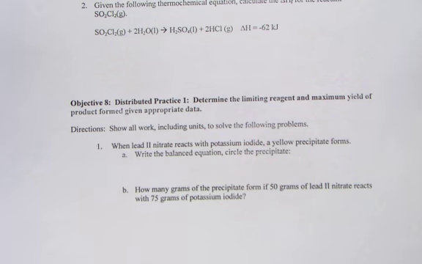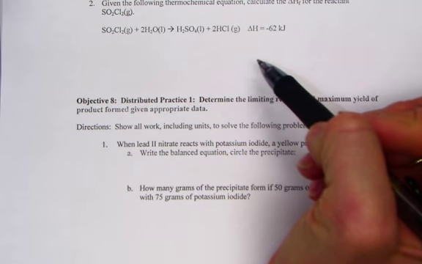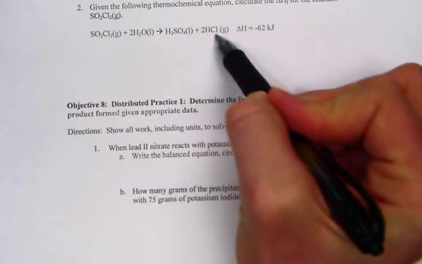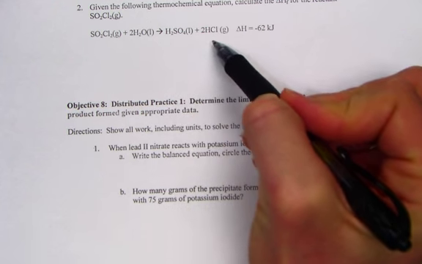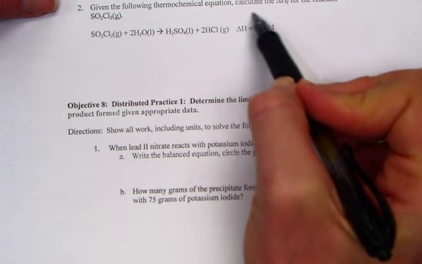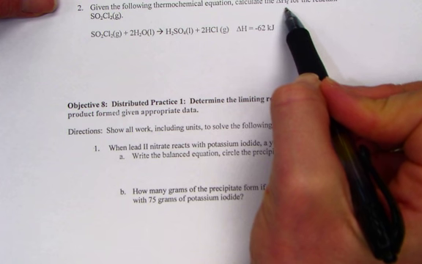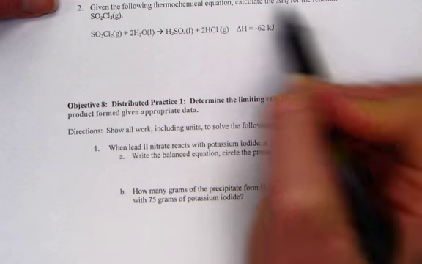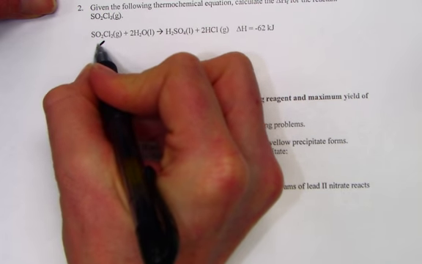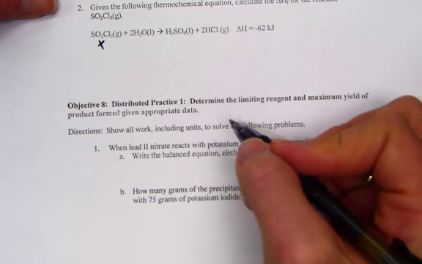The second question on our objective is a little different in the sense it's going to give us the delta H, and we're being asked to find one of the reactants or products' value. Given the following thermodynamic chemical equation, calculate the heat of formation for the reactant SO2Cl2. What it's asking us is to make this our target variable.